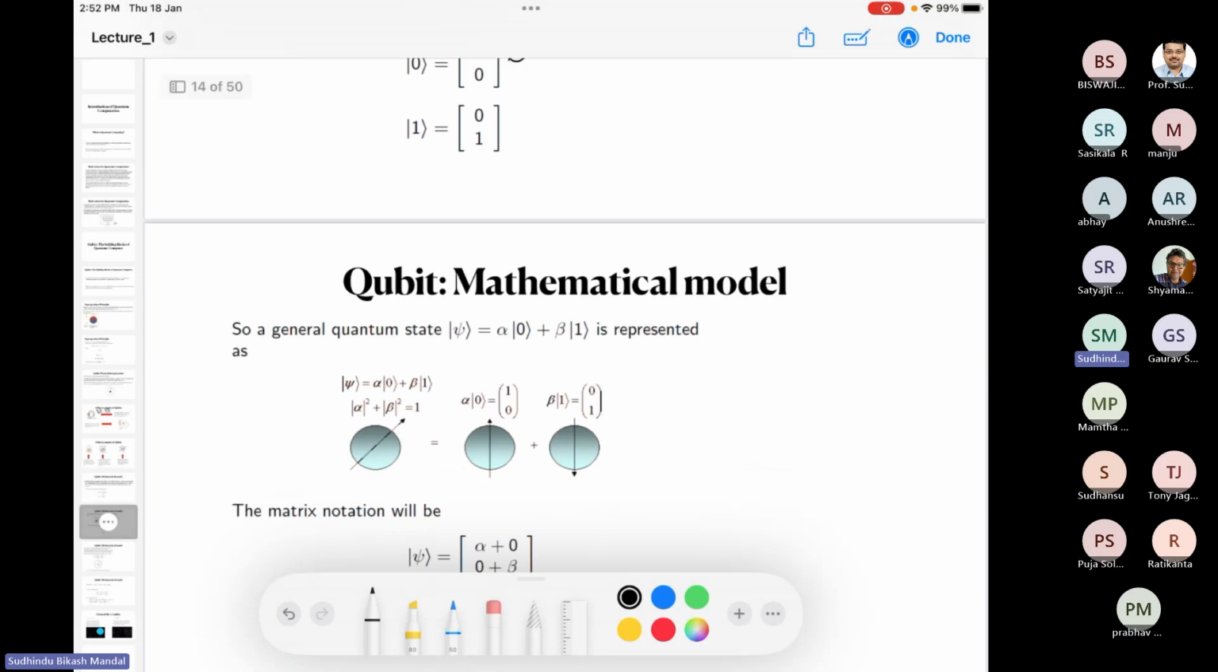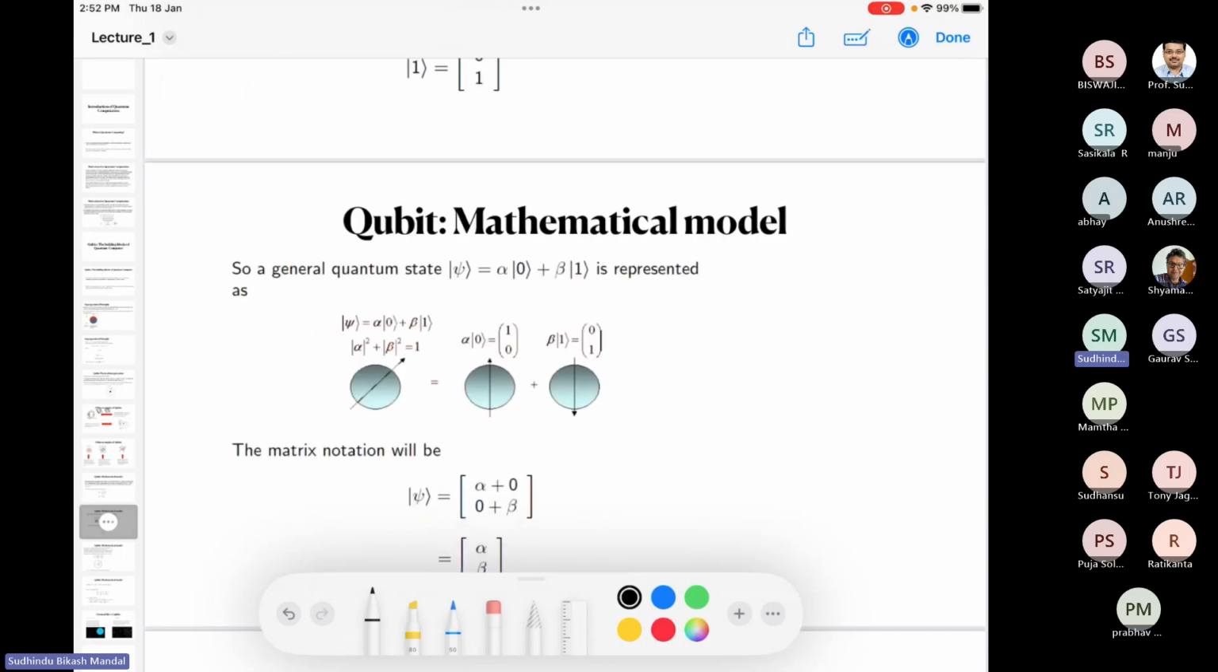And this is another qubit mathematical model. In general, a qubit can be written in this way: psi equals alpha 0 plus beta 1, where alpha and beta are complex numbers. There is another condition: the mod of alpha squared plus the mod of beta squared should be 1. This is a very good condition for becoming a qubit. This is called a pure qubit, a pure state, not a mixed state. We are not talking about the mixed state. For a pure state, this condition should hold.